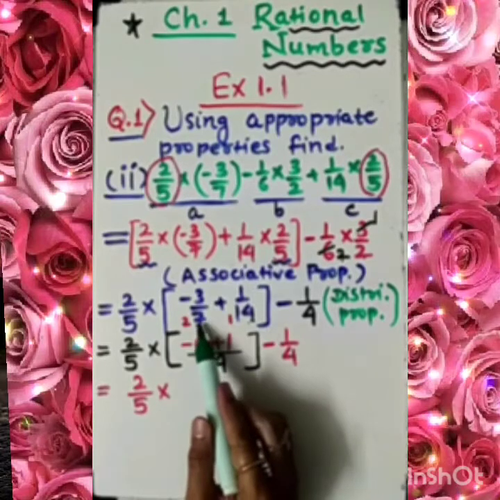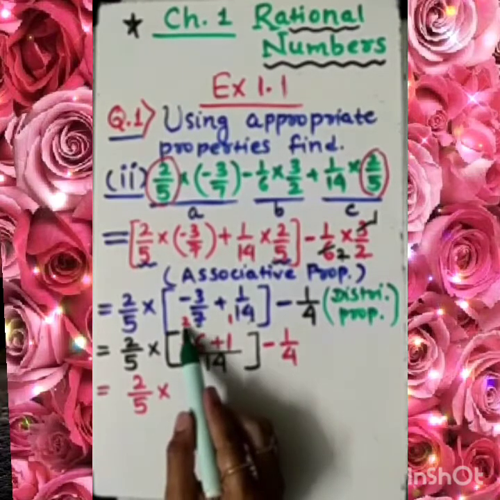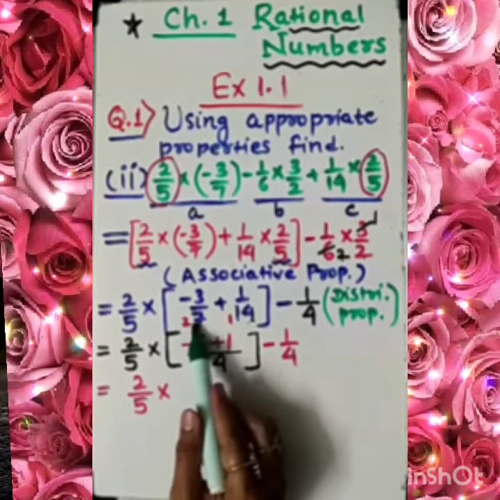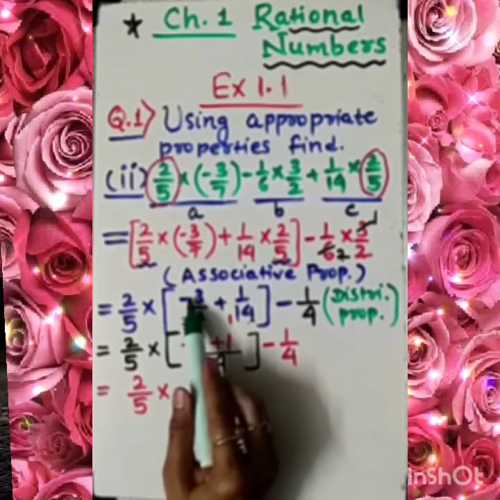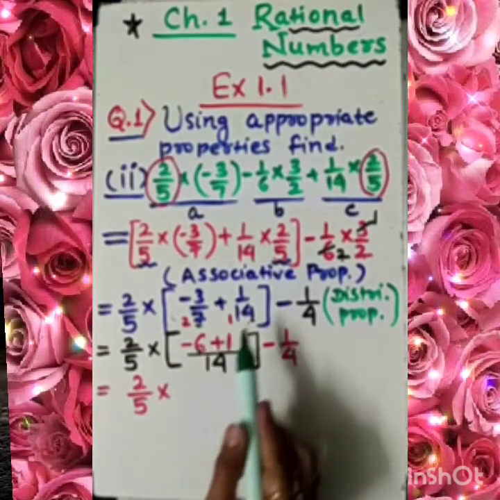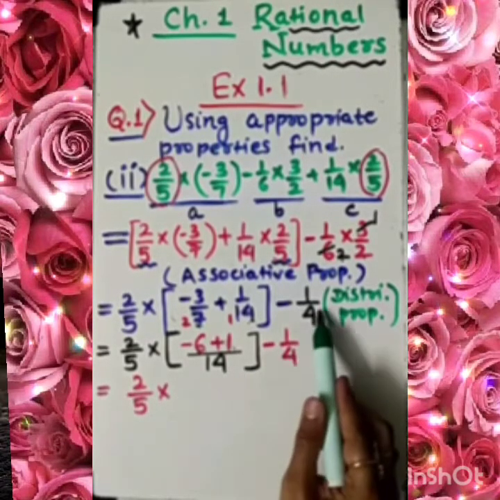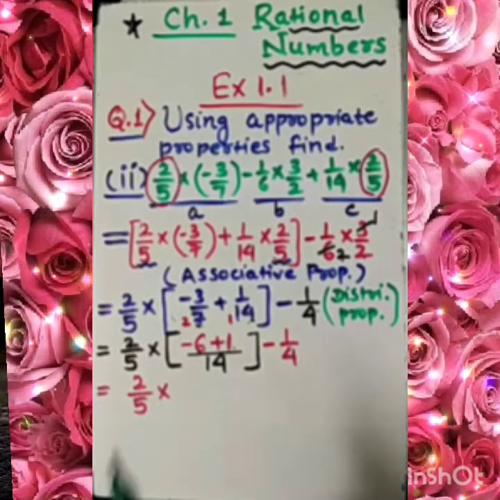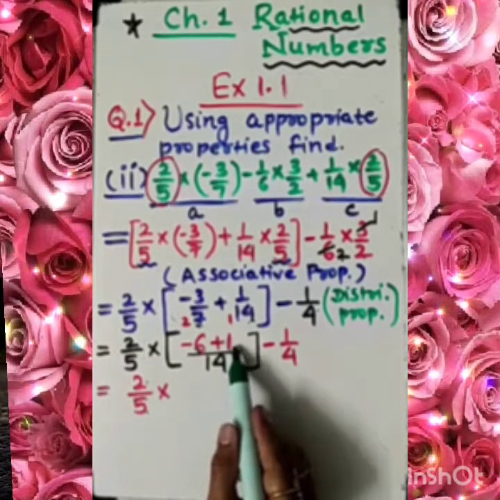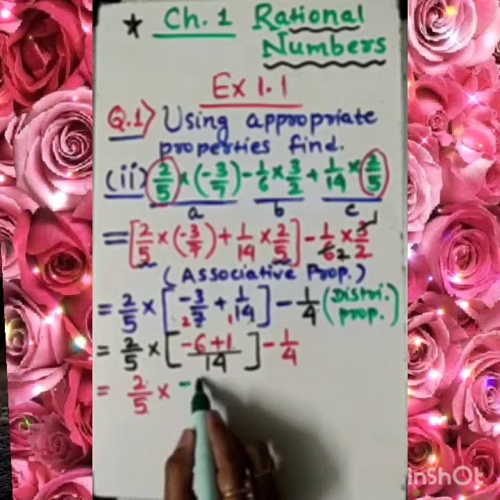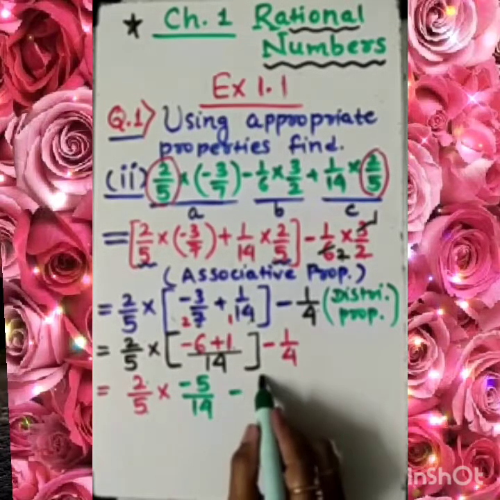So we know that the LCM of 7 and 14 is 14. So we need to multiply this 7 by 2. 7 2 ja 14 and 14 1 ja 14. So dear student, here 3 2 ja minus 6 in the numerator, 1 1 ja 1 here, denominator 14, and here minus 1 by 4. Fine. So dear student, here 2 by 5 is already there. Minus 6 plus 1 gives the result minus 5. And upon 14 is already there. And this minus 1 by 4.